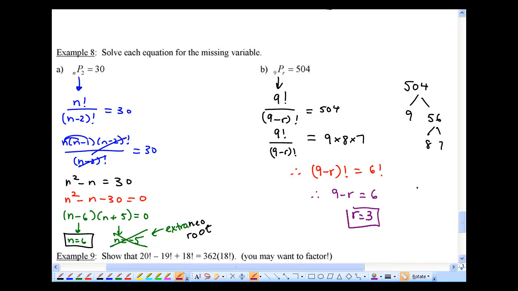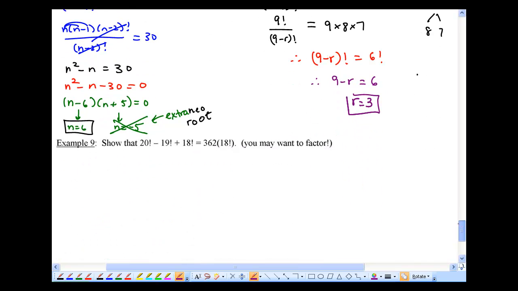Alright, and example number 9 is just, I guess, for fun, so I'm not going to ask you to do that, but if you want to, you can. It says show that the left side equals the right side, and how are you going to do that? Well, you may want to factor, so I'm going to give you a hint, because look, there's an 18 factorial there. How about factor an 18 factorial from the left side, okay? And then figure it out from there. Alright? If you're not too sure how to do this, come ask me in class, but I don't think it's too hard, okay? Well, here, I'll give you one more hint.